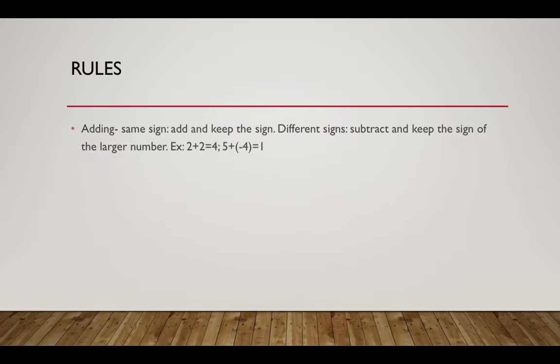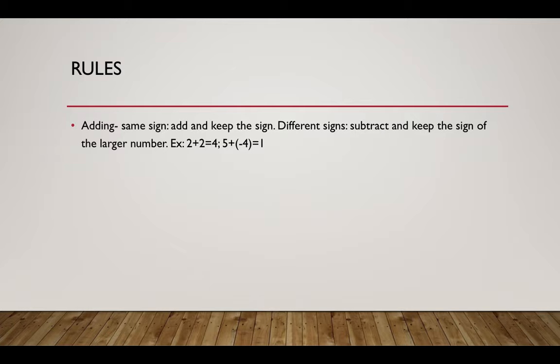Let's look at these rules. Your addition rule. When you're adding, if the signs are the same, you add and keep the sign. If the signs are different, you subtract and keep the sign of the larger number. Example, 2 plus 2 equals 4. 5 plus negative 4 equals 1. That is because the 5 is positive, the 4 is negative. You're going to subtract and keep the sign of the 5, which is positive. So 5 minus 4 is 1 with a positive value.